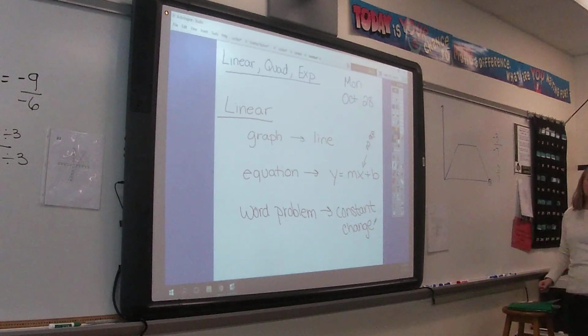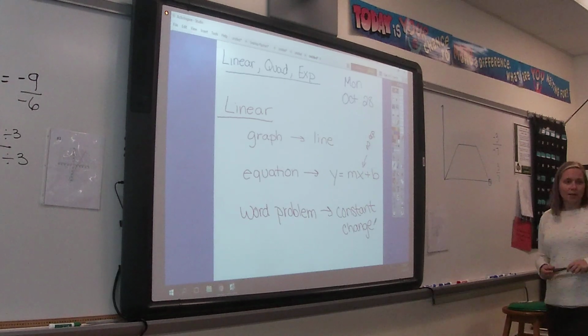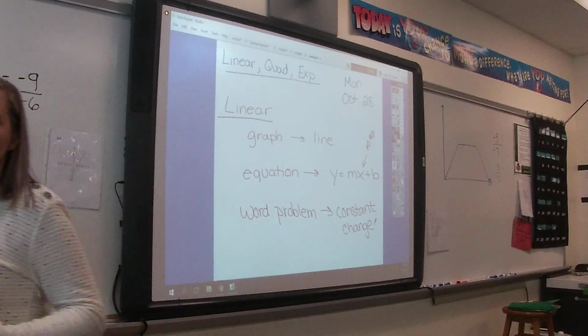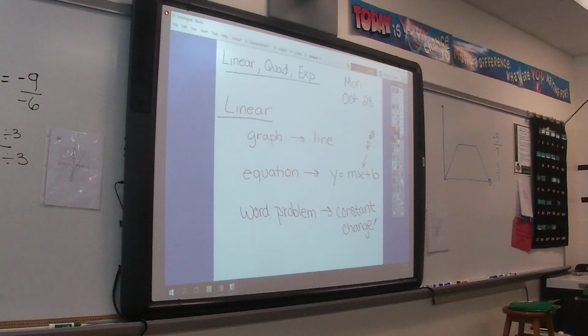Something that costs $4 per flower. Well, it doesn't matter whether it's your first flower or your 10th flower, it's going to cost $4. That is linear.